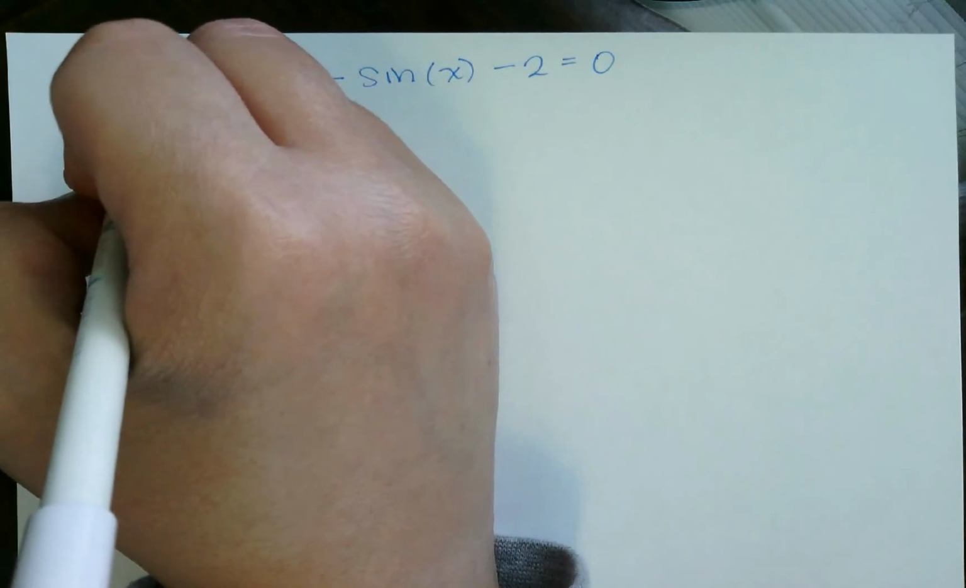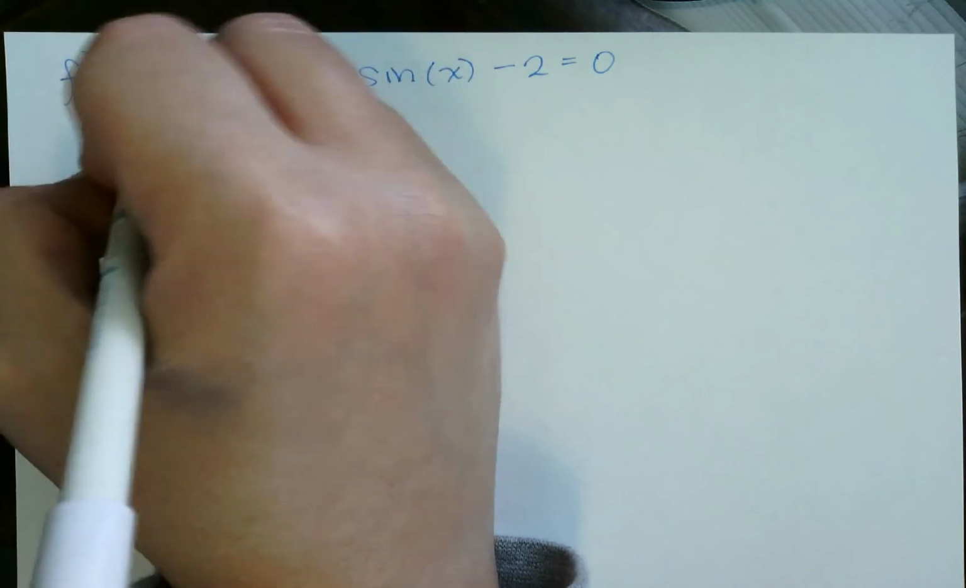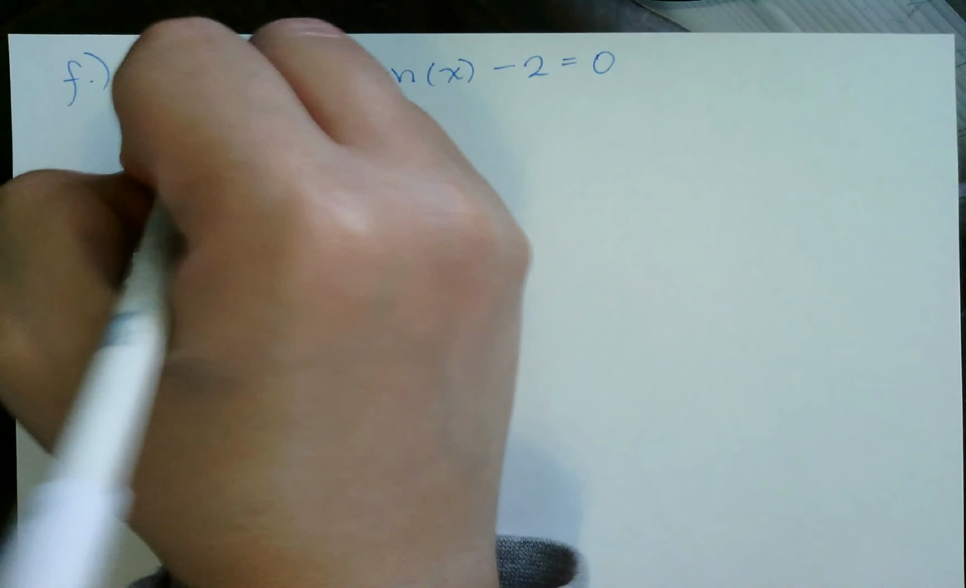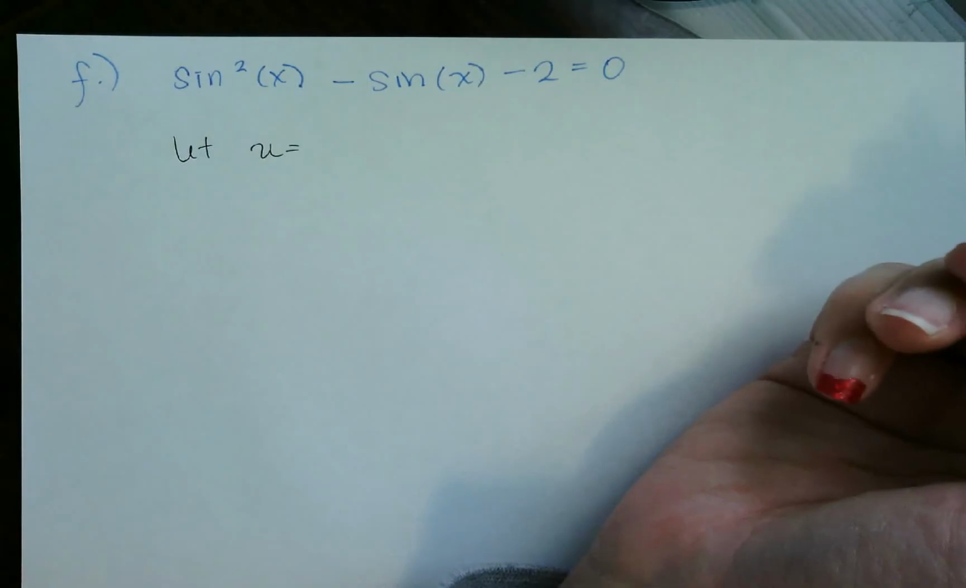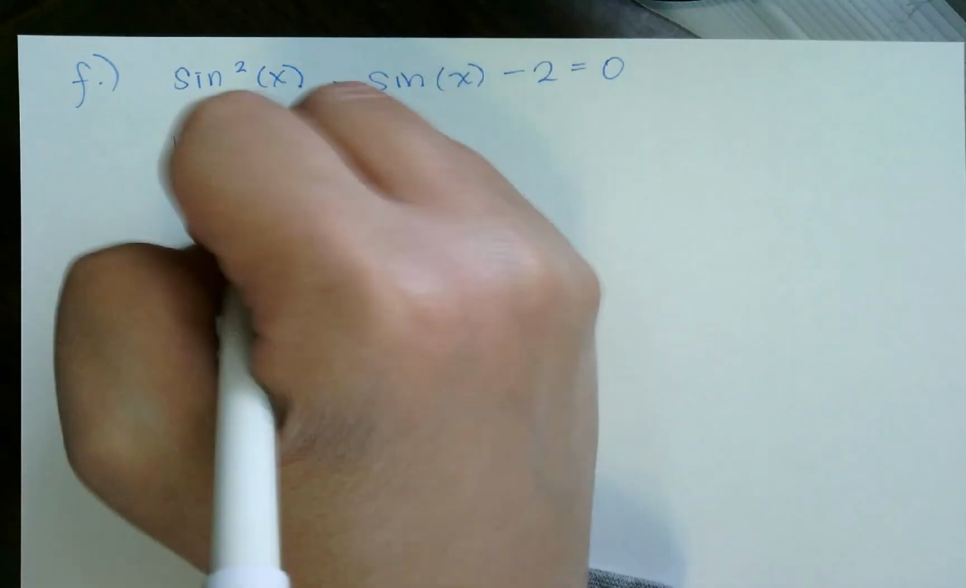So I'll do u sub first. Let u equal, what are you going to let u equal? Sine squared of x or sine of x? Yeah, sine of x. And when you square both sides, you get u squared equals sine squared of x. Now, careful. The sine is squared, not the x. Okay.